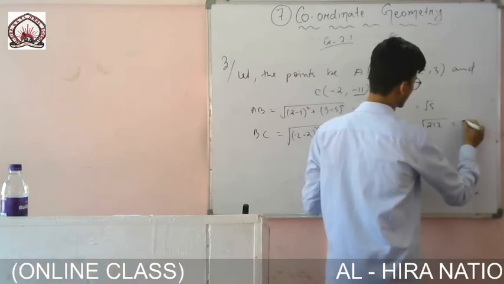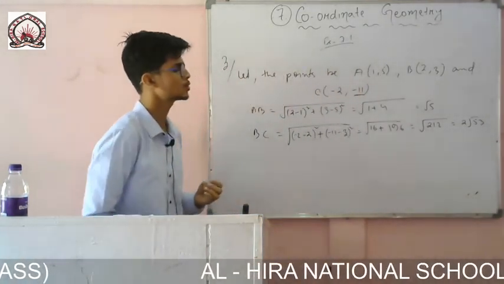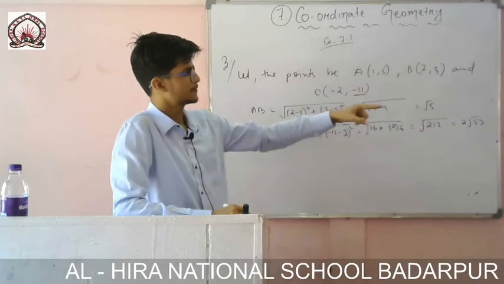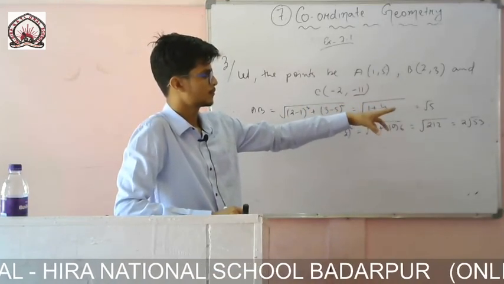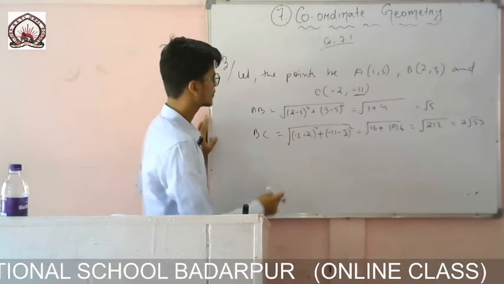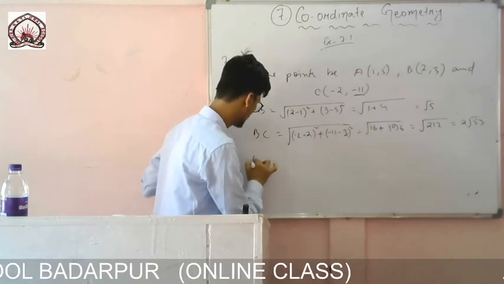4 into 53, no? So 2 root 53. It will be 2 root 53, because 4 53s are 212. So 4 I can write it as 2 root 53. Now the next one, AB we have got, BC we have got. Now we'll find AC.